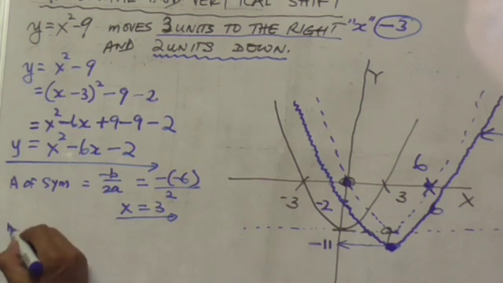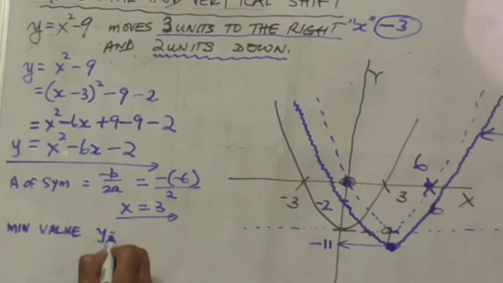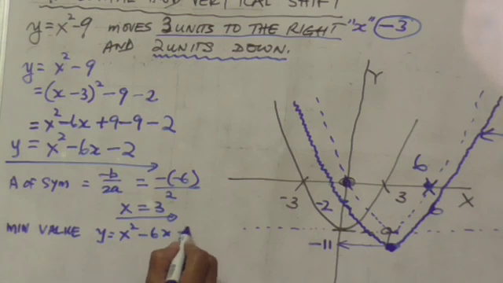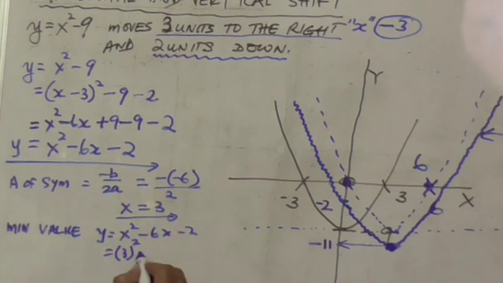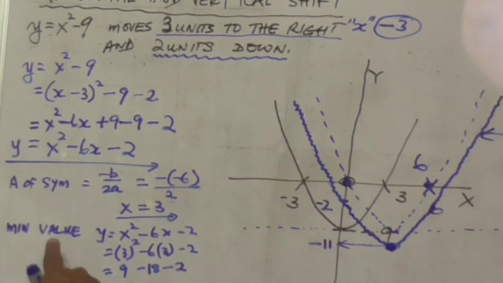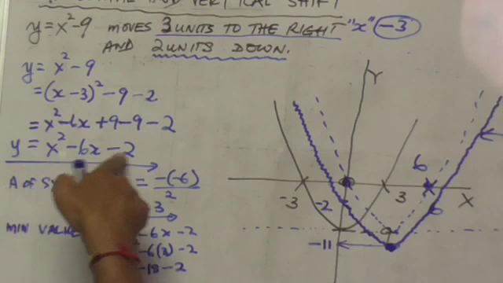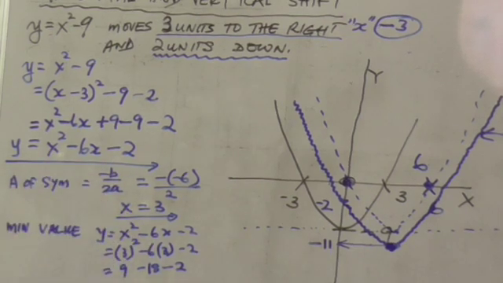And then you want to know what is the minimum value. The minimum value, y is equal to x squared minus 6x minus 2, which is equal to 3 squared, we have to put that here, minus 6 into 3 minus 2, which will give you 9 minus 18 minus 2. That will give you minus 20 plus 9, that will give you minus 11. So you can see the new minimum value is minus 11. The new axis of symmetry will be 3. And the new equation will be x squared minus 6x minus 2.